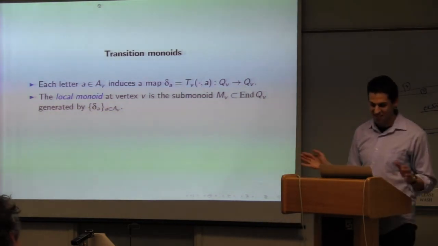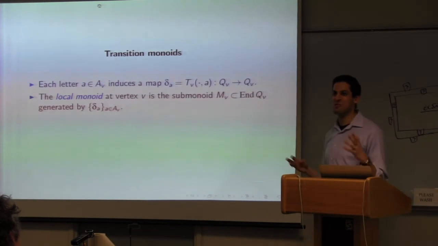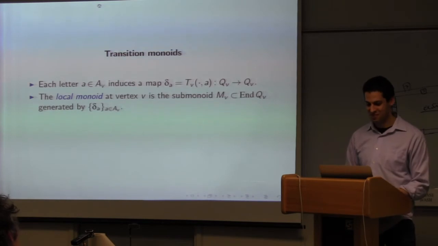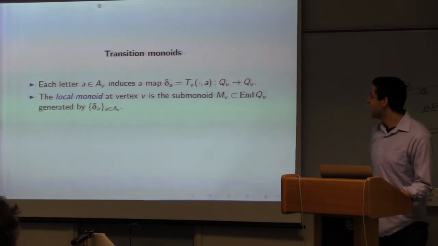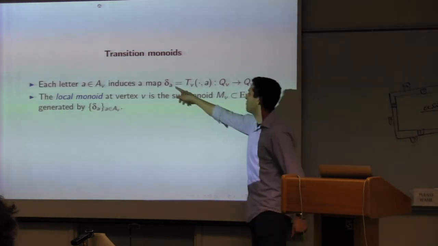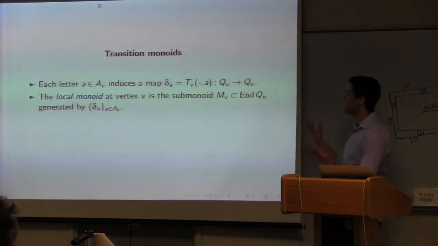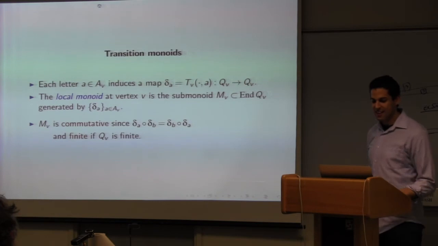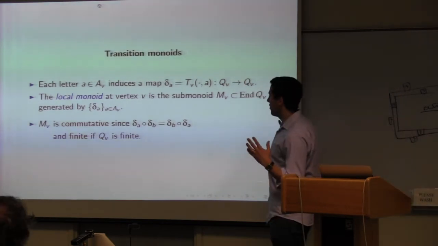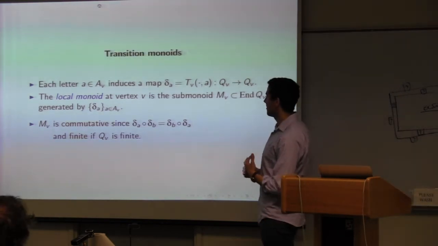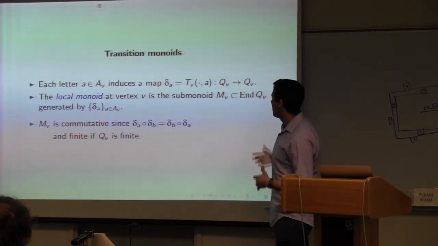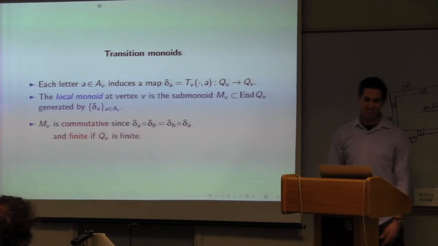I guess I should say for non-experts, a monoid is like a group, but it may not have inverses. That's all the group axioms except for inverses. So this map may not be invertible, but you could certainly compose any two maps. That's the multiplication of the monoid. And because of our axioms for Abelian processors, this is actually a commutative monoid. And moreover, if the state space is finite, it's a finite commutative monoid.